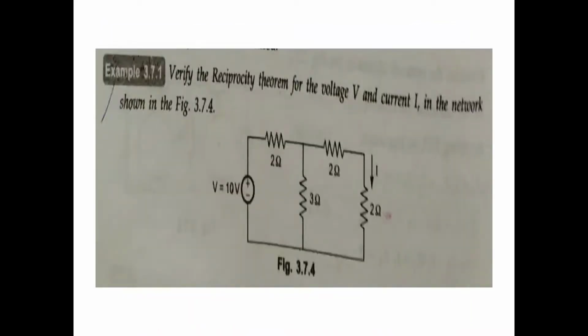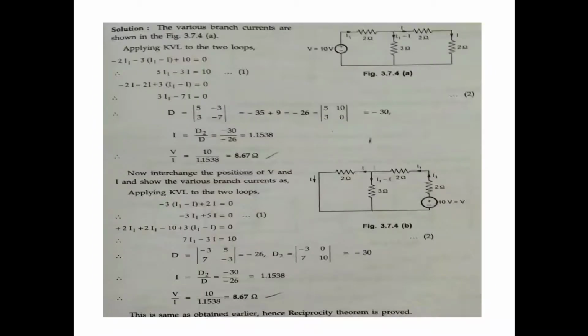Okay, now problems on the reciprocity theorem. Verify the reciprocity theorem for interchange of V and I, with the currents shown in the figure. Just take the given network and interchange; the various branch currents are shown in the figure.